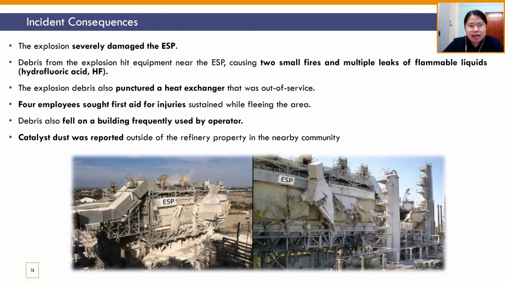Basically, this incident severely damaged the ESP unit, causing 2 small fires and multiple leaks of flammable liquid hydrofluoric acid. Hydrofluoric acid is a highly toxic chemical that can cause injury or even death. And the explosion debris also punctured a heat exchanger that was out of service. 4 employees were sent for emergency treatment. The debris also fell on the building that was frequently used by the operator. In terms of community factor, catalyst dust was reported outside of refinery property.